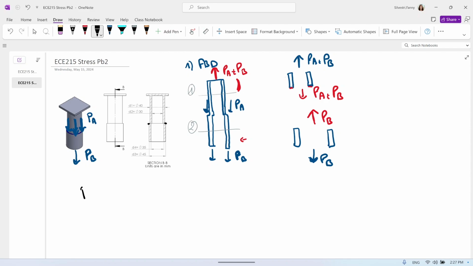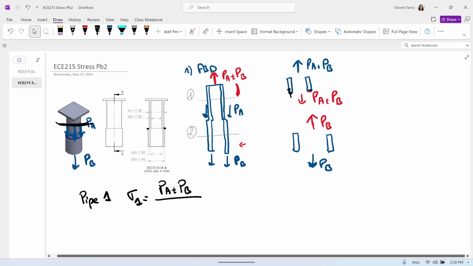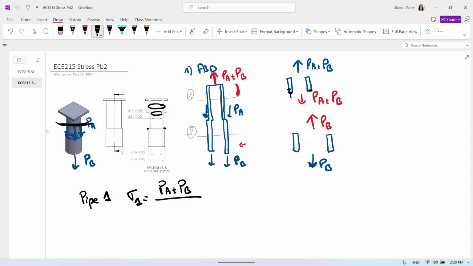So pipe number 1, the top one, we are looking at here in the pipe. We have sigma 1 equal to the total force on the surface, so PA plus PB, divided by the surface there. What is the surface of this one? That will be the surface of the outside circle's disk minus the surface of the inside. So pi times 40 divided by 2 squared, because that's the radius that we need, minus the inside, that will be pi times 3 divided by 2 squared.